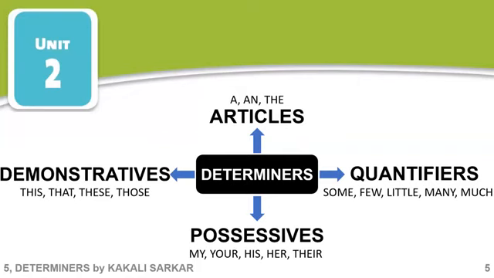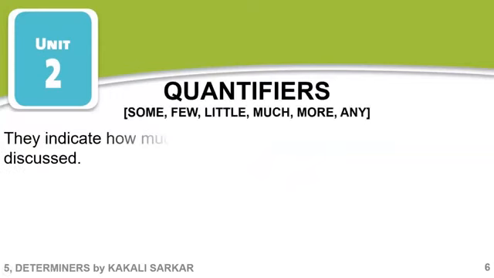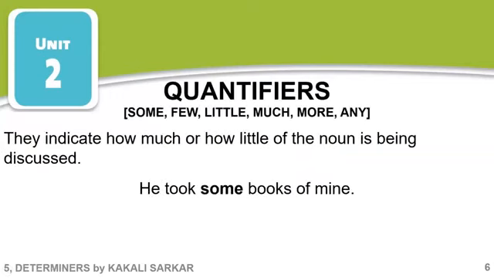For example, he took some books of mine. How many books? It might be 6, 7, 8, 9. The exact number of books we don't know. So how many books did he take? Some books. Some is identifying the number of books which he took.